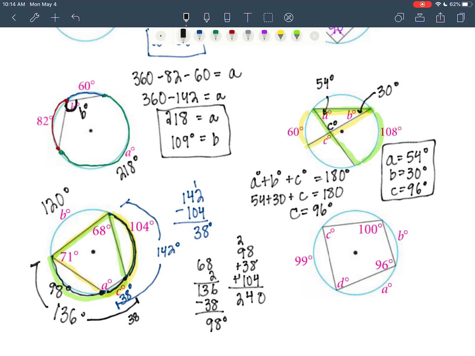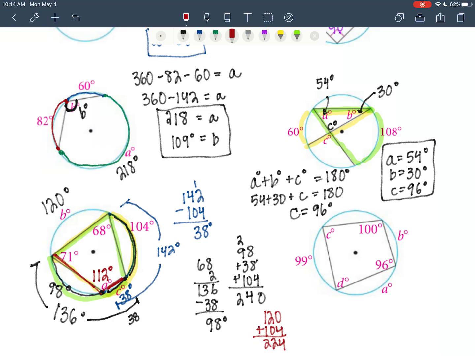So what is A? A is going to be half of 120 plus 104. So 120 plus 104, and I know what some of you are thinking, is 224, and half of that is 112. So this is 112 degrees.